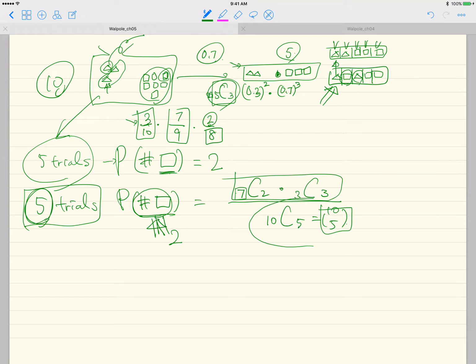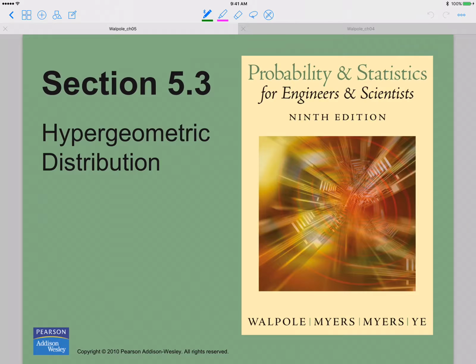And then in the denominator, we see the total number of different cases of sampling 5 bowls out of 10 bowls. So this is called the hypergeometric distribution.